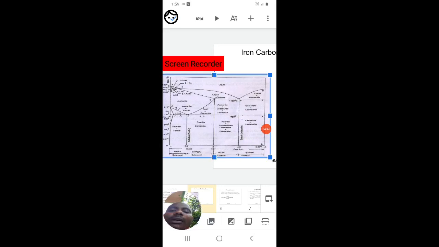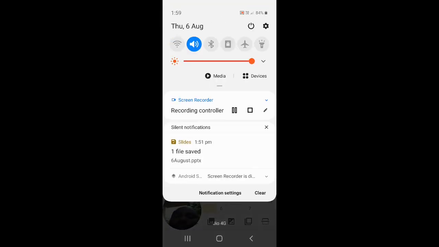AHCD at the top, all are liquidus line, that is the molten state of the iron. AHJECF is the solidus line. So in this intermediate phase, both liquid plus solid exist.